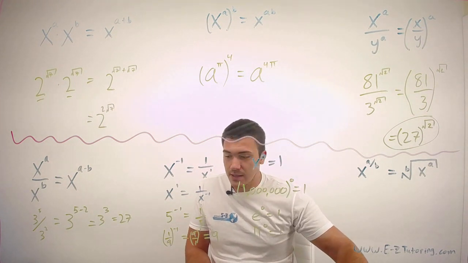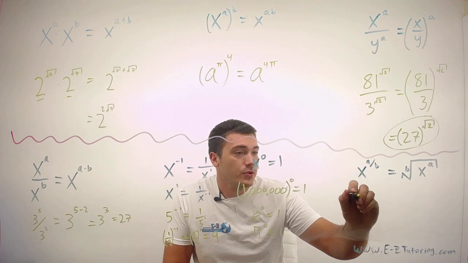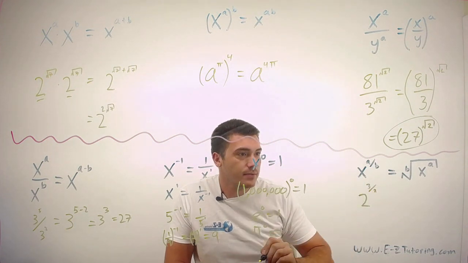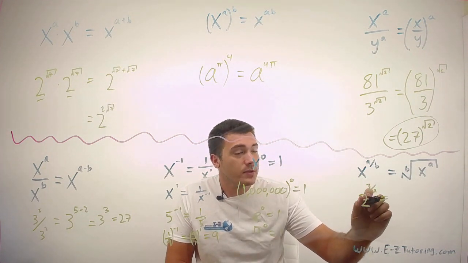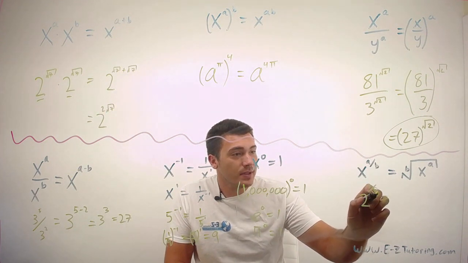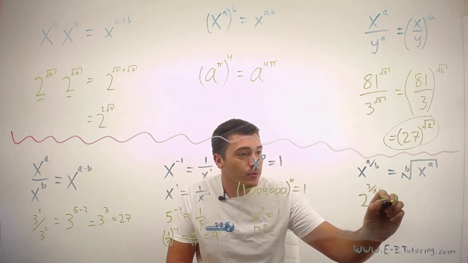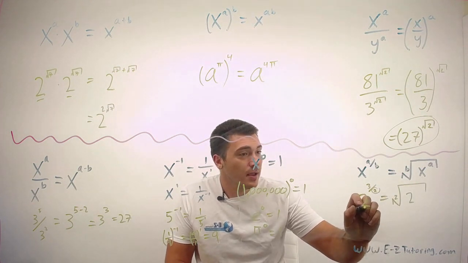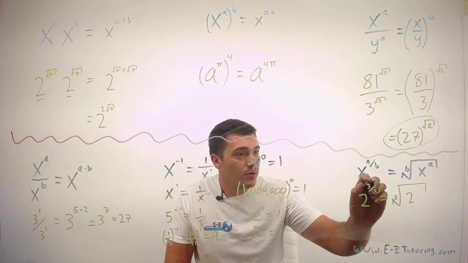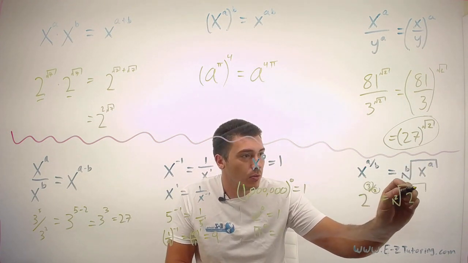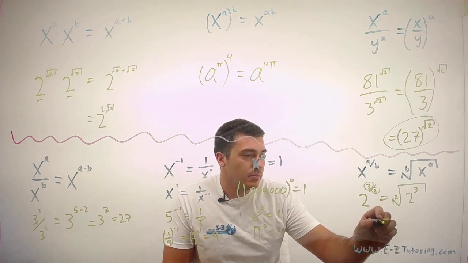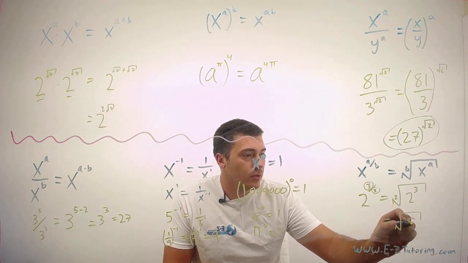So let's do an example here. Let's say we have 2 to the power of 3/2. This is equal to the second root, so we're taking this 2 right here, the second root of 2, keep the base, to the power of a, which is this number, 3. 2 to the power of 3 is 8. So this is really the square root of 8.